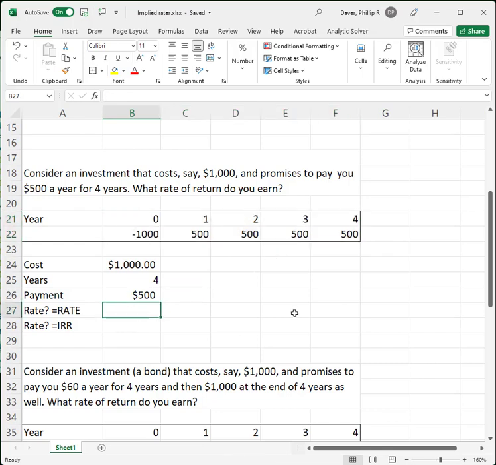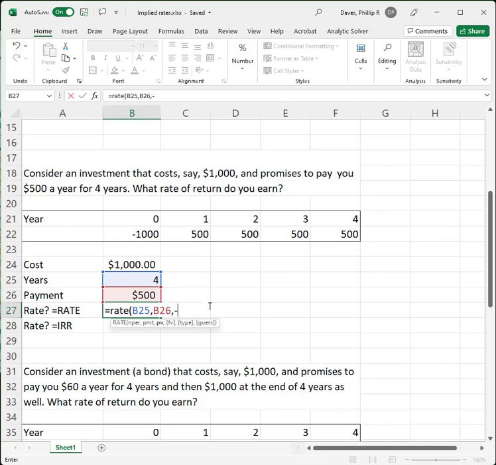The rate function, all right, in this case, our number of periods again is 4. Now, in this case, we don't have a future value. We only have a series of payments. And our series of payments is $500. And so we're going to receive $500. They should be positive. Our present value is $1,000, but it has to be negative. So I'm going to put a negative sign in front of it.